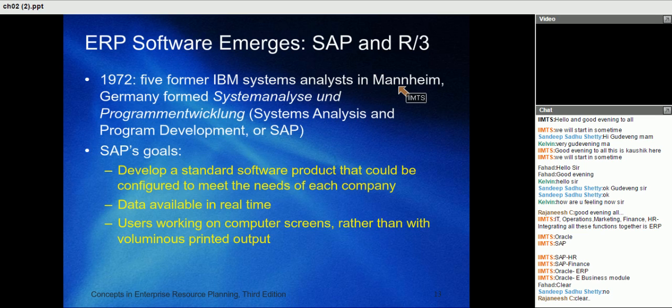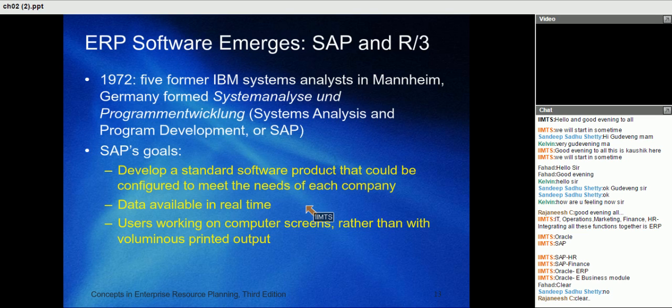Then there comes the ERP software SAP R/3. As I told you in the starting, ERP software emerges as SAP and R/3. In 1972, five former IBM systems analysts in Mannheim, Germany formed Systemanalyse und Programmentwicklung, System Analysis and Program Development, or SAP. So what are the SAP goals? SAP is one of the key players in developing ERP systems.